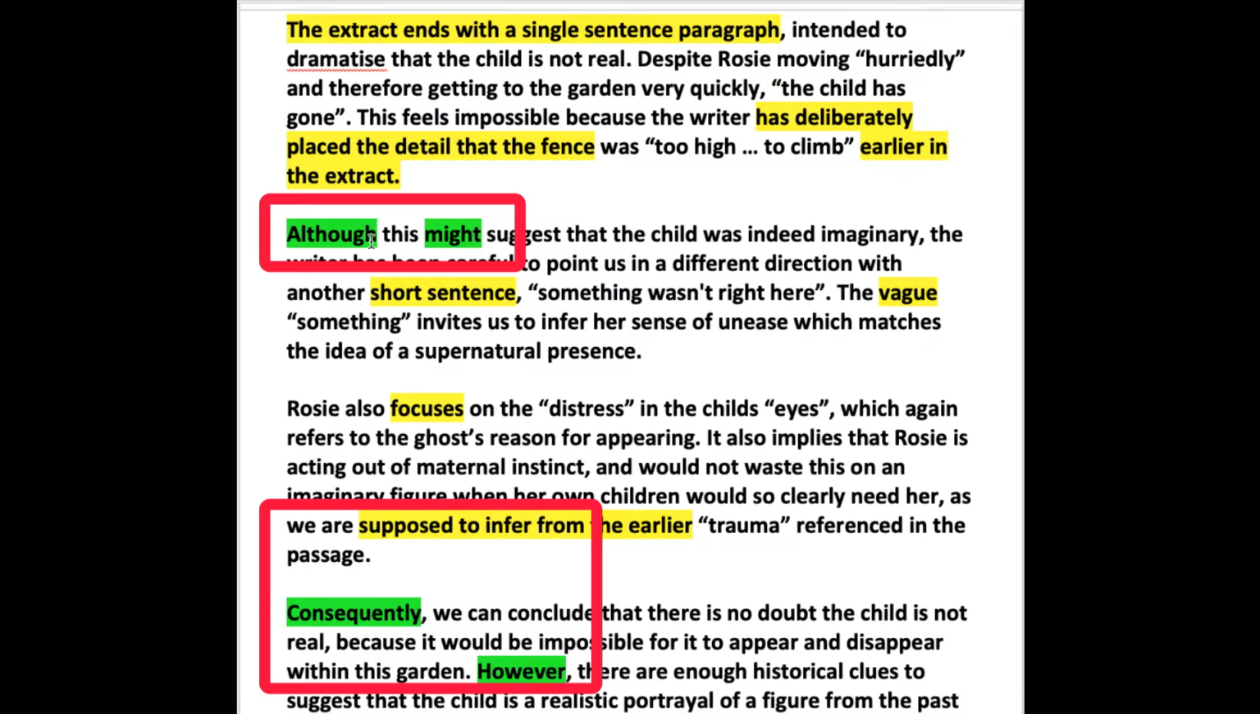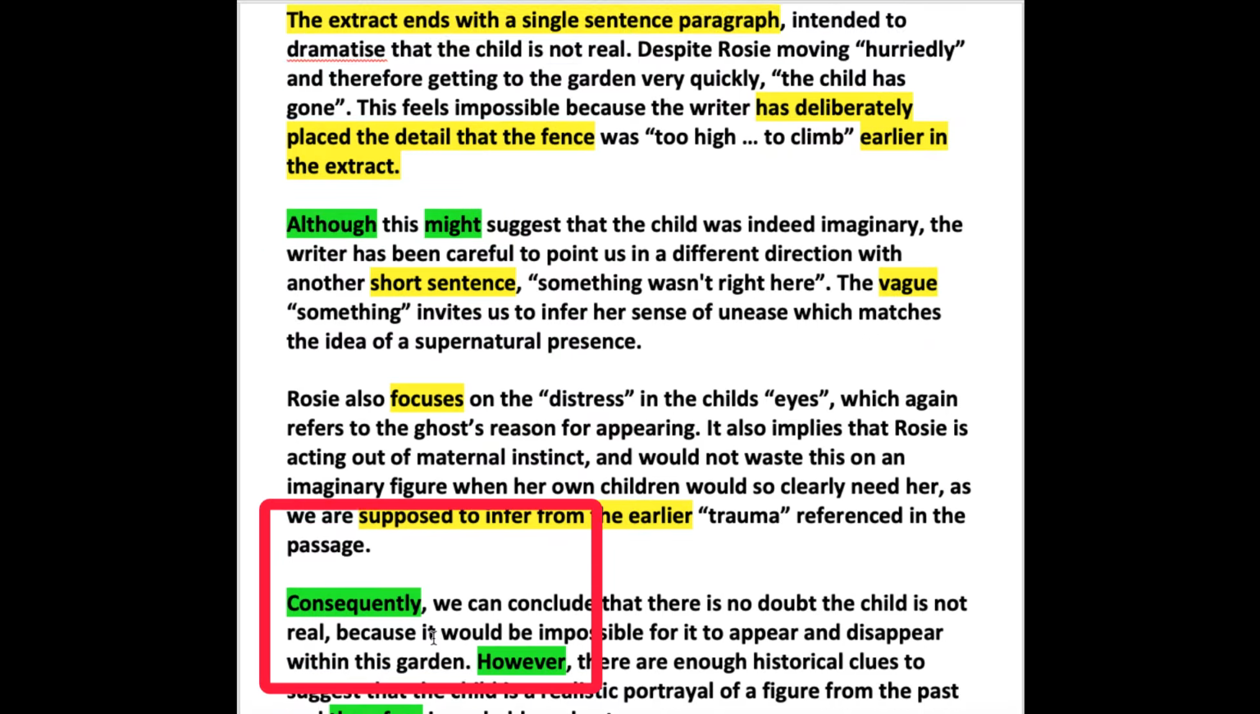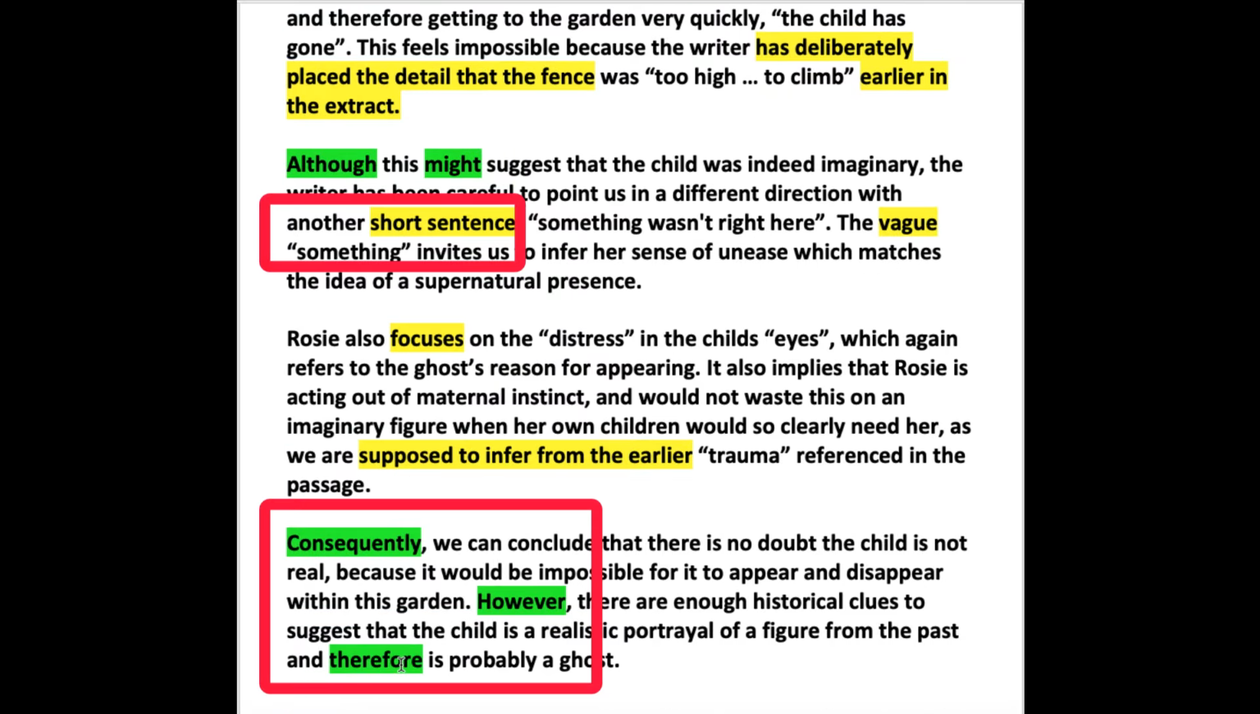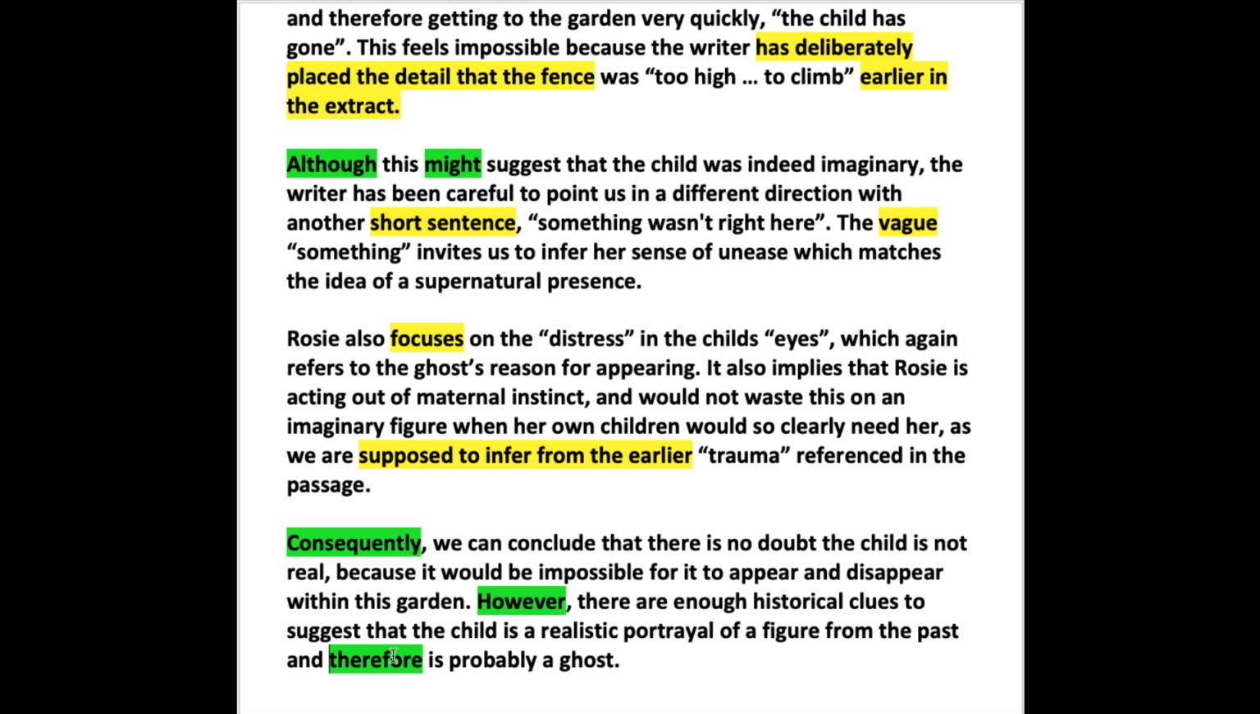Then in green, I've got my words which show I'm being exploratory, I'm evaluating, I'm looking at more than one point of view. Although, might, consequently, however, and therefore. You'll notice that my conclusion is full of those words because it's a way to sum up not just my point of view, but to remind the examiner that I have been evaluating all the way through. So even if I haven't used these words anywhere else, I'm definitely going to use them in my conclusion, and I'm always going to start my conclusion with the word consequently.